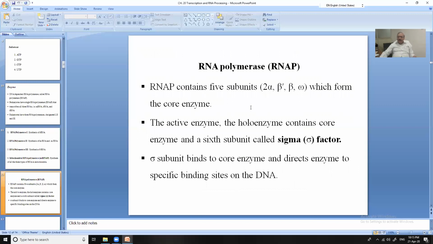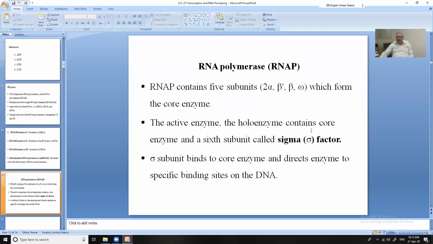Now you come to the RNA polymerase. RNA polymerase contains 5 subunits: 2 alpha, 1 beta, 1 beta prime, 1 omega. They are the subunits of the enzyme RNA polymerase. The active enzyme, or the holoenzyme, contains the core enzyme and a 6th subunit called sigma factor.